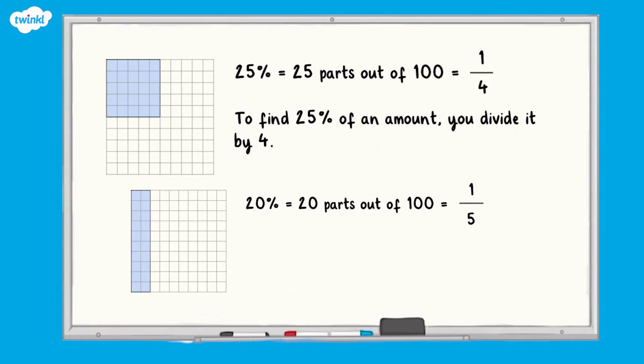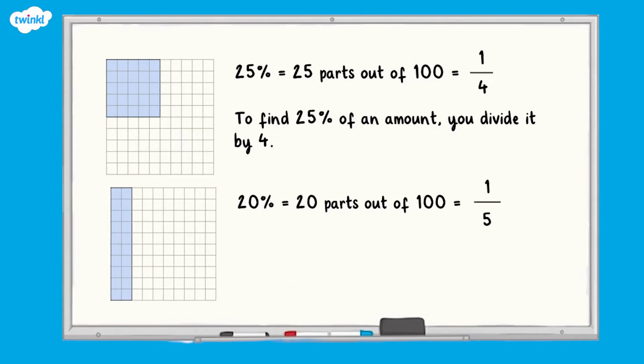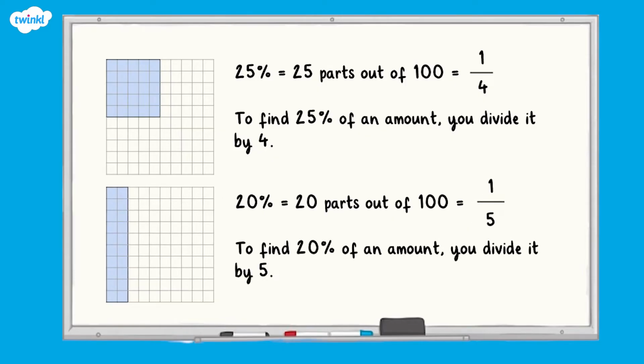20% is 20 parts out of 100. This is the same as 1/5. To find 20% of a number, we find 1/5 of it, or divide by 5.